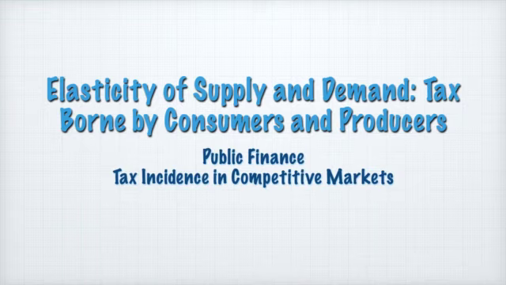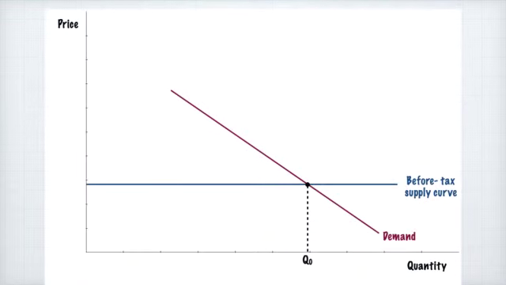This is for my public finance course, and it relates to the tax incidence and competitive markets section of chapter 18. So here we have a market in equilibrium. We have our downward sloping demand curve here. And we're assuming that we have a perfectly elastic supply curve, i.e. a horizontal supply curve, and we have this market being in equilibrium.